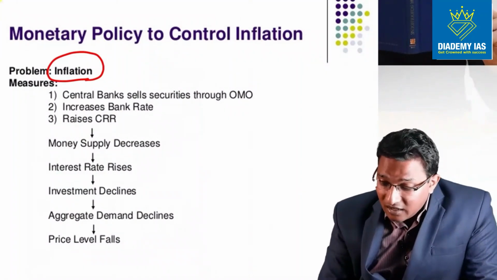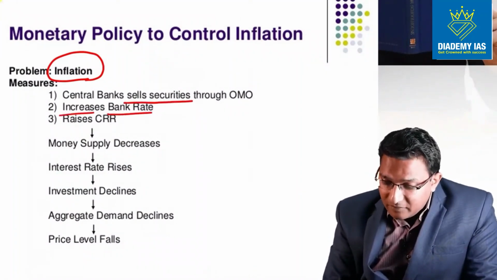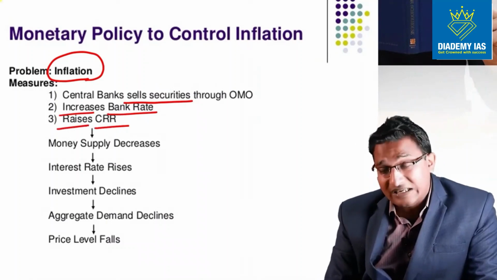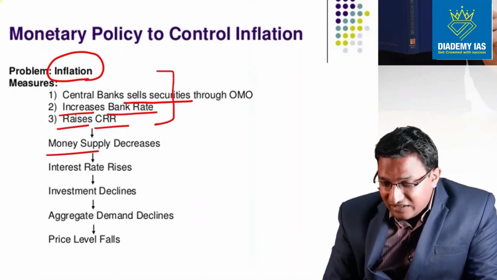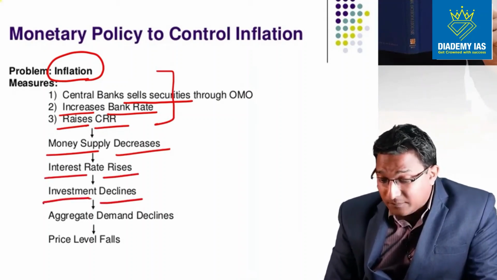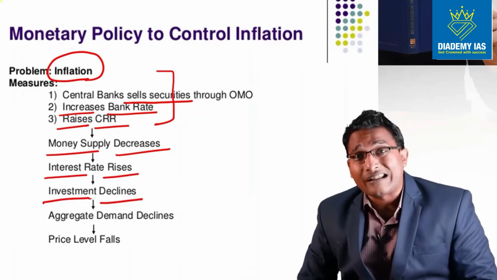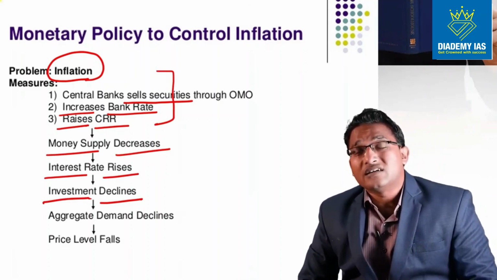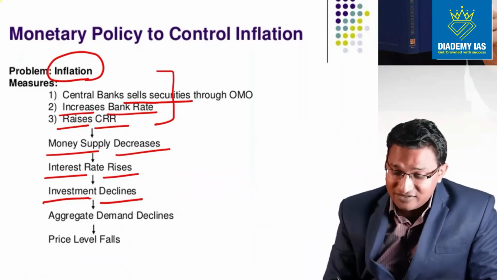What will be done? The central bank will sell the securities, the bank rate will be increased, the CRR will be increased. So the combined effect of this will be that the money supply will decrease, the interest rate will increase, and investment will decline, because when the interest rate increases, the businessman will not be interested in establishing more factories, because the cost of investment is increasing and profit is decreasing.